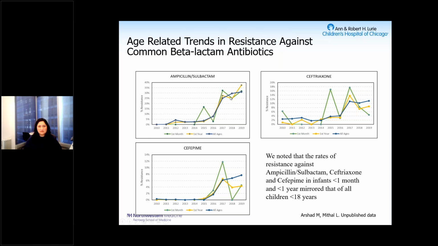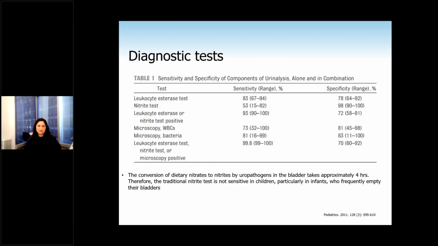What you can see here is that the green line is the neonatal population, the yellow line is the less than 1 population, and then all ages is less than 18. The resistance pattern, for ampicillin sulbactam, ceftriaxone, even cefepime, pretty much tracks along with the older age group as well. So being careful not to over-prescribe antibiotics is becoming so much more important given these increases in resistance across the country.